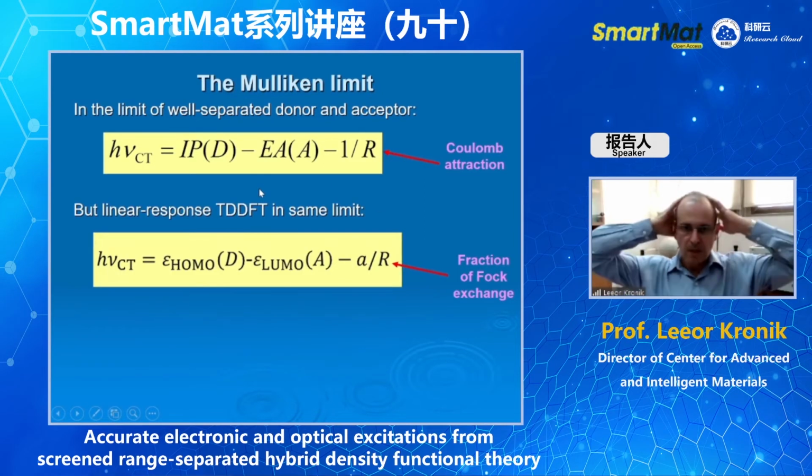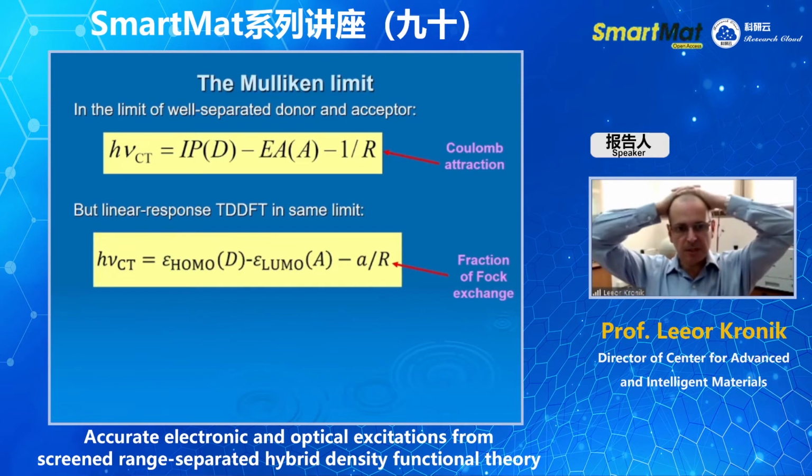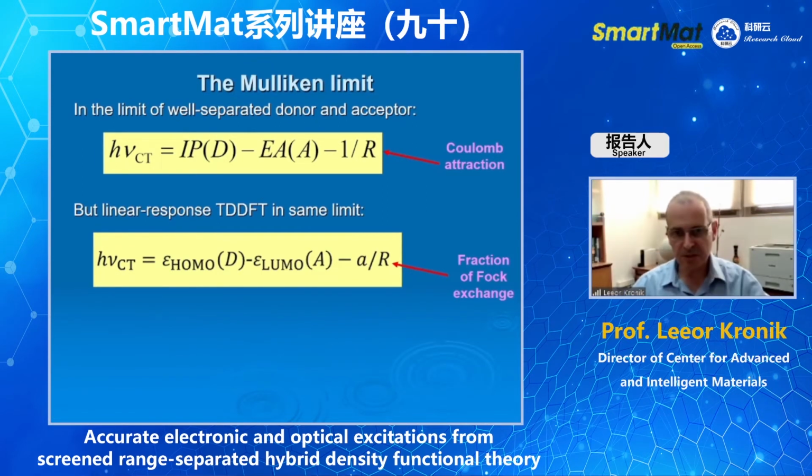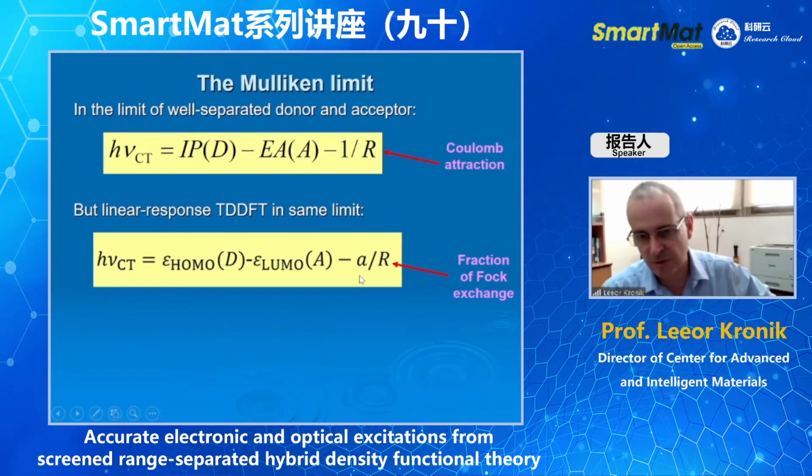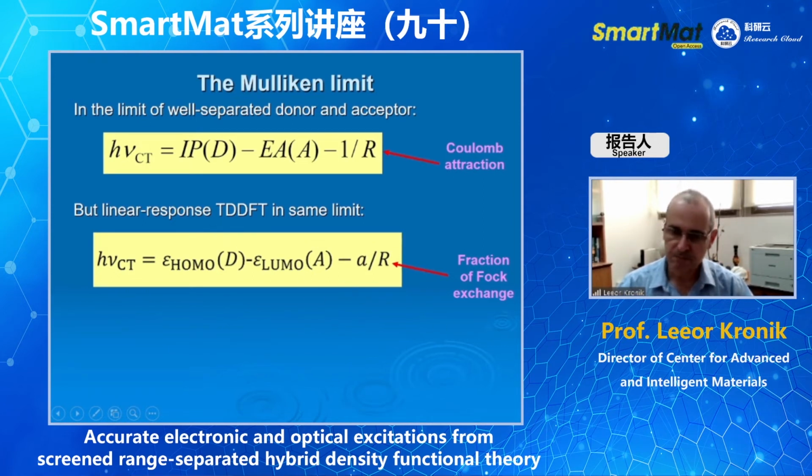Fine. Problem is that if I do a linear response time-dependent DFT in the same limit of a well-separated donor and acceptor, then after some math, which I'm not showing here, the following result emerges: that time-dependent DFT thinks the answer should be epsilon HOMO of the donor minus epsilon LUMO of the acceptor, and if it's a hybrid functional, then minus A/R, where A is the fraction of Fock exchange. So in a GGA, A is 0, so this term would not appear.